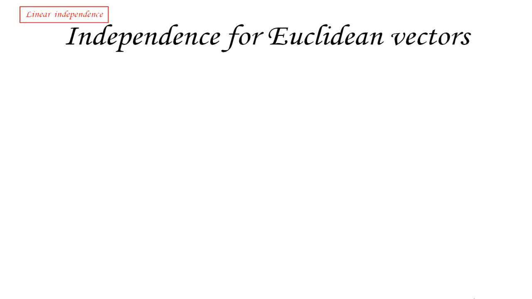Staying still with this idea of simple vectors, but going a little bit more general, let's look at Euclidean vectors, because when we're dealing with just Euclidean vectors, there are some ways of finding out if a set of Euclidean vectors is dependent or independent, which is quite efficient and quite effective. So let's see how that works.